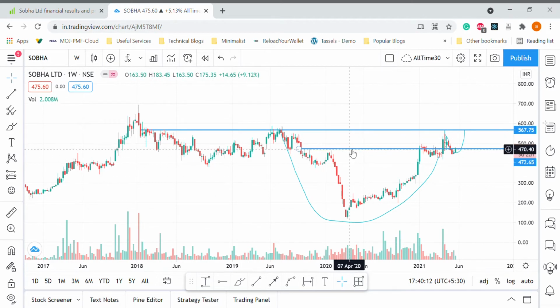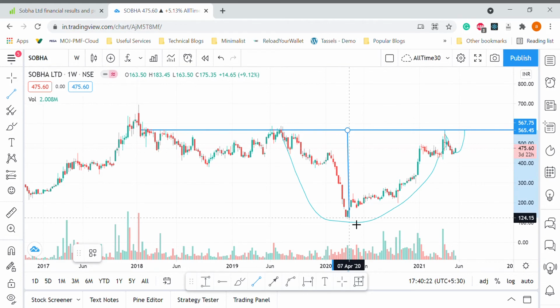The depth of the head is calculated from this particular point, because this is the resistance. Once we draw a line from here and go up by the size of this head, it somewhere comes to this.